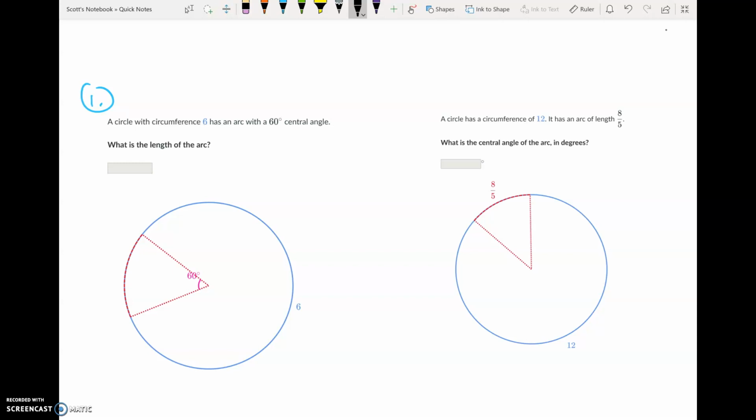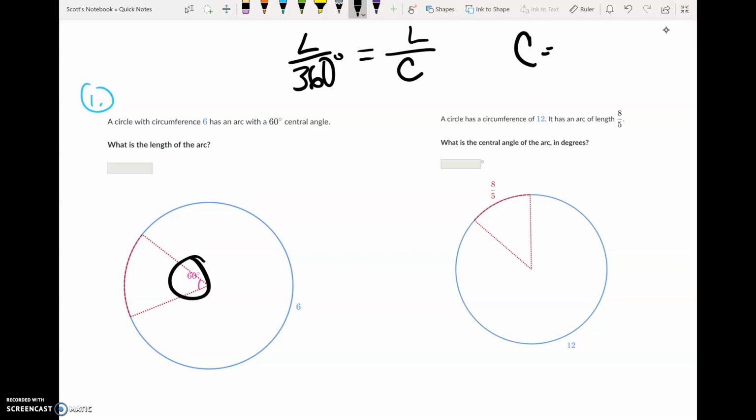We use the degree measure, which is down here, of whatever our angle is, our central angle, which is on the inside here. We would use the angle over 360, because that would be the whole 360 degrees in a circle, and then equals the arc length, L, over the circumference of the circle. And circumference is pi times diameter, okay?